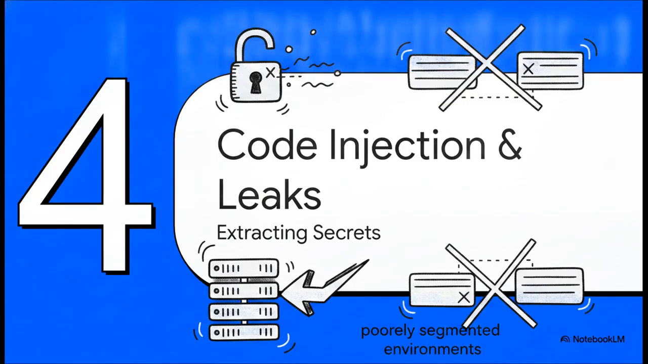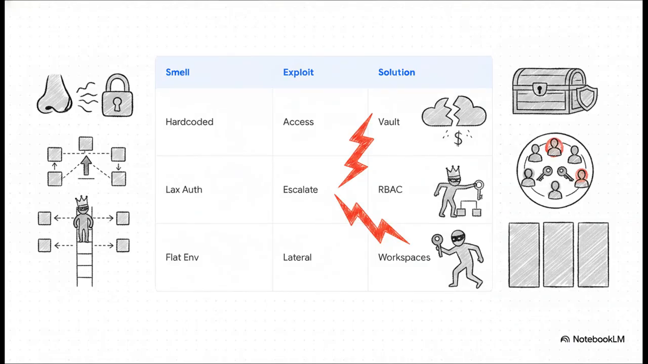Section 4. Code injection and secret leaks. Let's see how they try to extract your secrets. We need to connect these security smells directly to the exploits hackers actually use, and then map out the fixes. If an attacker sniffs out hard-coded secrets, boom, their exploit is immediate unauthorized cloud access. The fix? Dynamic secret management tools like Vault or AWS Secrets Manager.